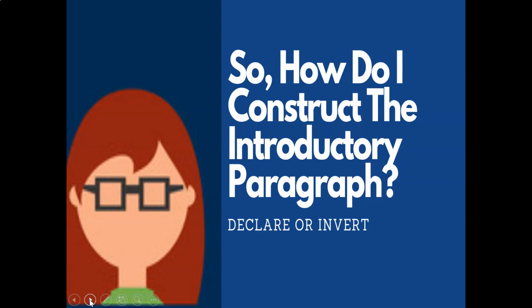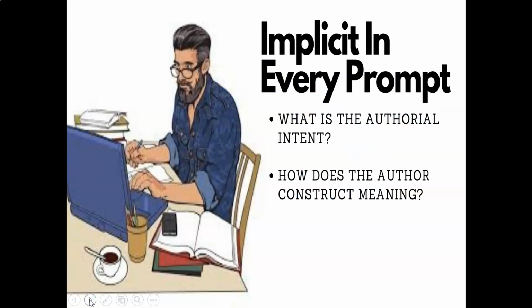For argument, persuasion, synthesis, and research, it's a 50-50 coin flip between declare and invert. It's really contingent upon the prompt and the angle in which the argument is going. But that's in other videos and for another time. For our purposes, we're doing literary analysis, so we're going to invert. Let's qualify what this all means.